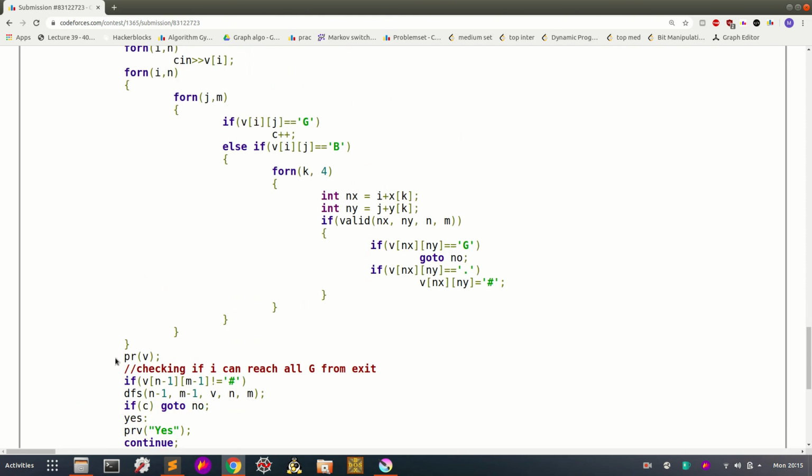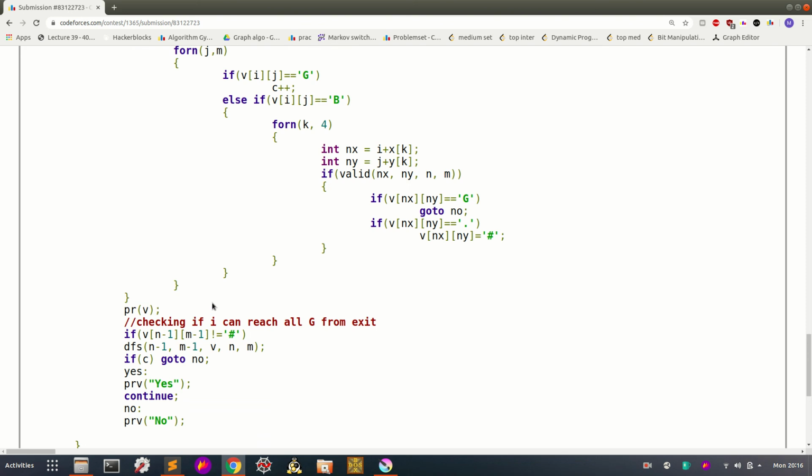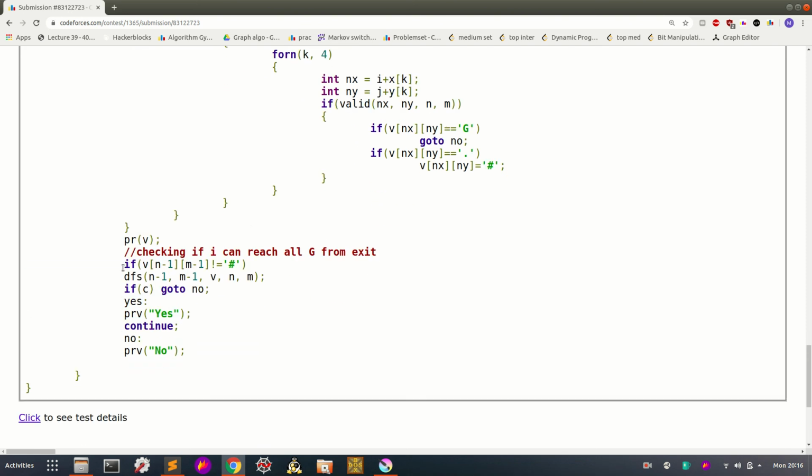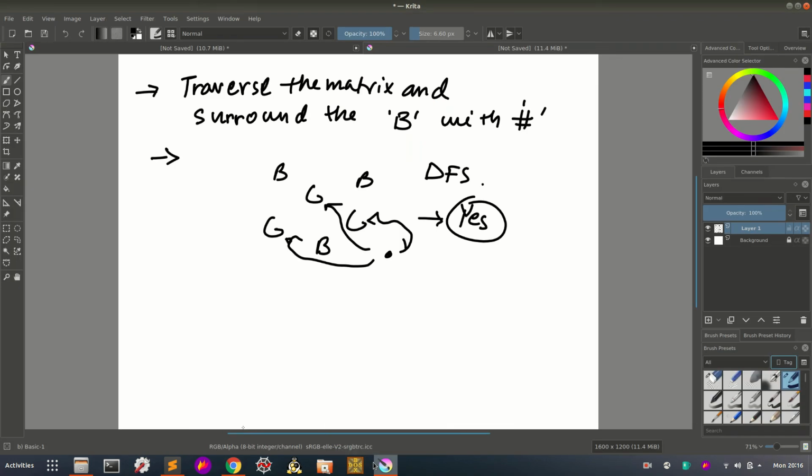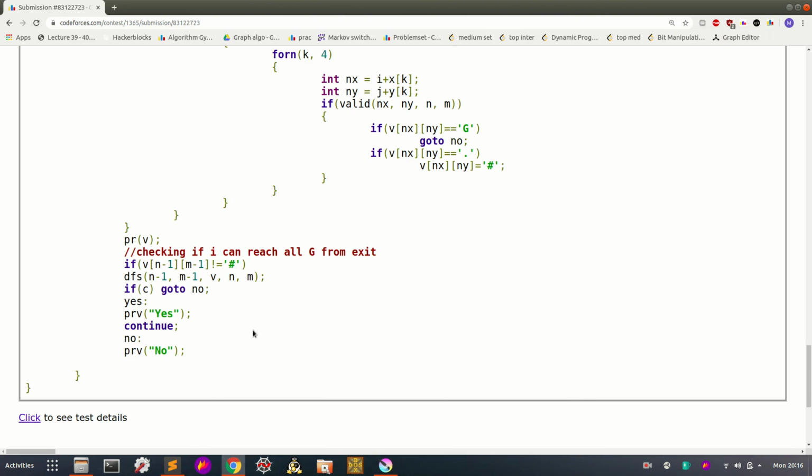This is basically a debug statement that you don't have to worry about. This particular statement is to check if our exit itself has been blocked. Suppose this is the scenario: we are given a B over here, and this is the exit. So we are going to place a pound symbol over here, and the exit itself has been blocked. So if it's not been blocked, then only we are going to traverse, otherwise it's of no use.